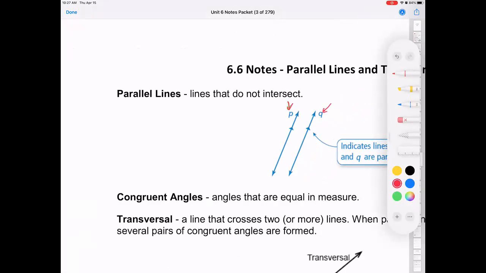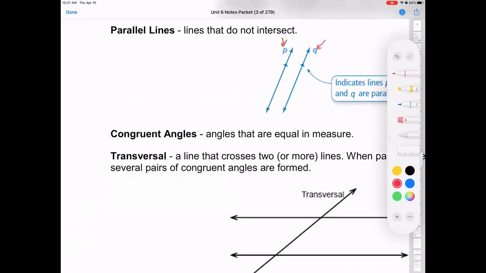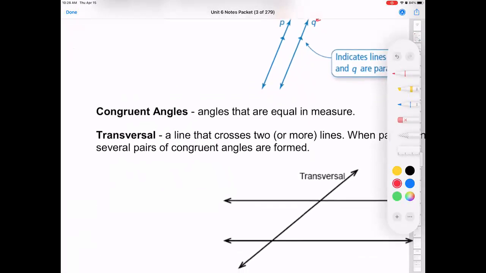All right. Now, from that, we start getting into what are congruent angles. Congruent angles, we've seen this a little bit with our vertical angles. Congruent angles is kind of a fancy way of saying in geometry that they are the exact same angle measure. It's like an equal sign just for angles.